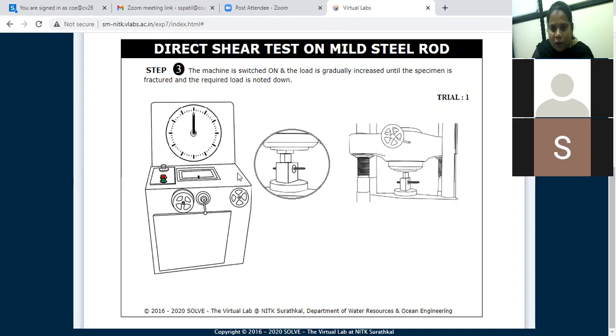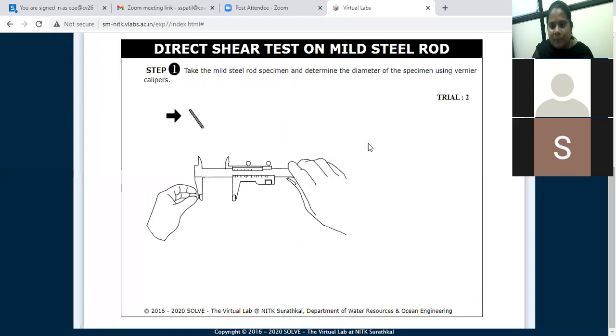Now you have to start the machine. Just click on that button and start the machine. Here the rod is broken and the failure load is 1450 kg. Now we have to stop the machine, so I will stop here. After that you have to click here. This is trial 1. Now we will take trial 2. So the same procedure you have to follow.